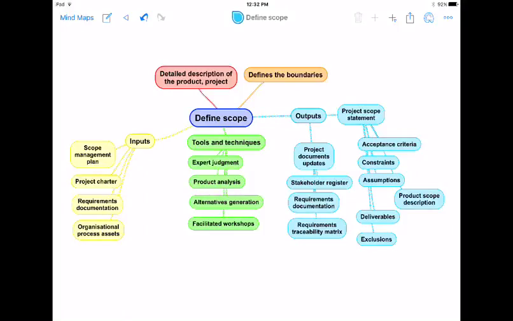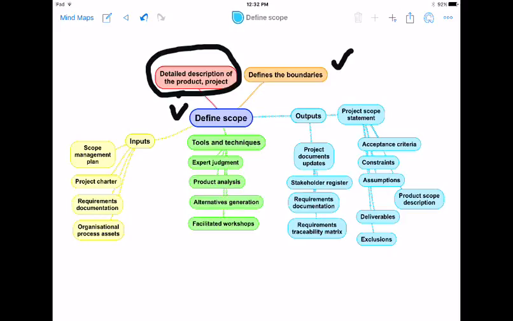The define scope process comes under the planning process group, and it is linked to the scope management knowledge area. At this stage, we have collected all the requirements, detailed requirements, and now we are in the process of defining or baselining the scope. This will contain the detailed description of the product and the project, and typically it defines the boundaries of the work involved.